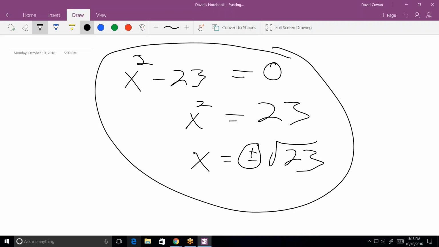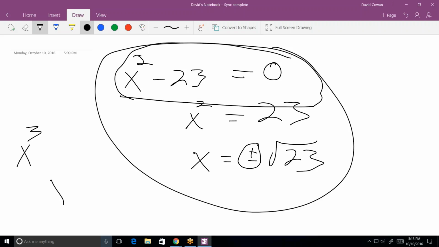There are two answers. And it's good to know that whenever you're dealing with a quadratic, always expect two answers. It's just like if you have a cubic, expect three answers. If you have a quartic, expect four answers.